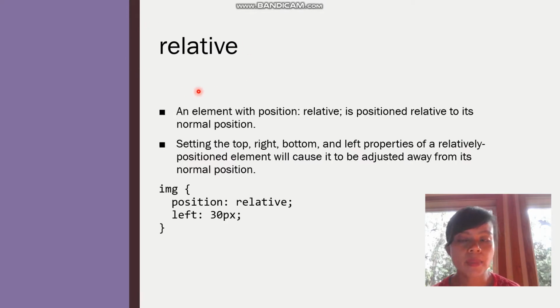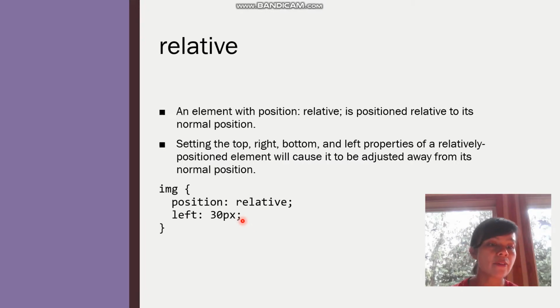So next, the position relative. An element with position relative is going to be positioned relative to its normal position, so to its static position, what it would have been static. Now when you do relative position and then you give like a left 30 pixels, then it's going to be 30 pixels left of what the normal position would be. So setting the top, right, bottom, and left properties of a relatively positioned element would cause it to be adjusted away from its normal position.